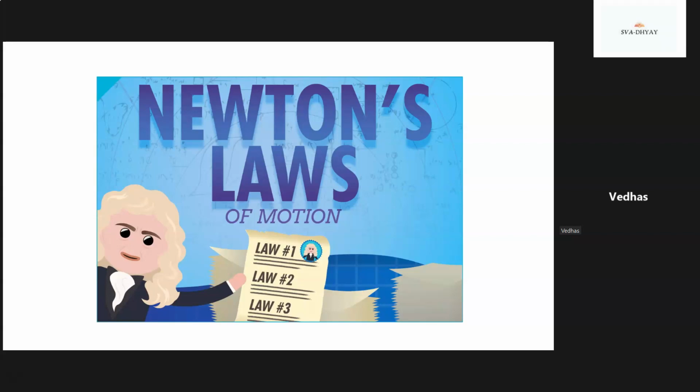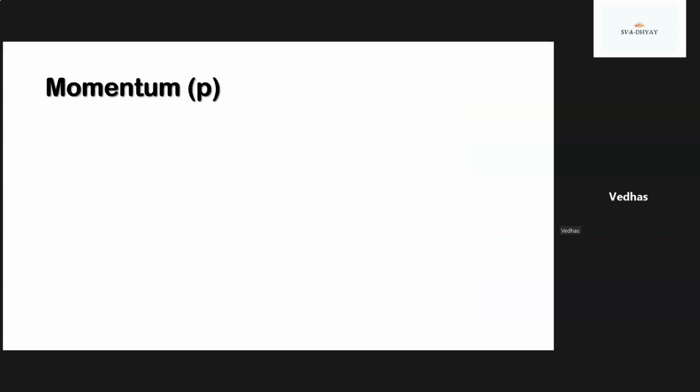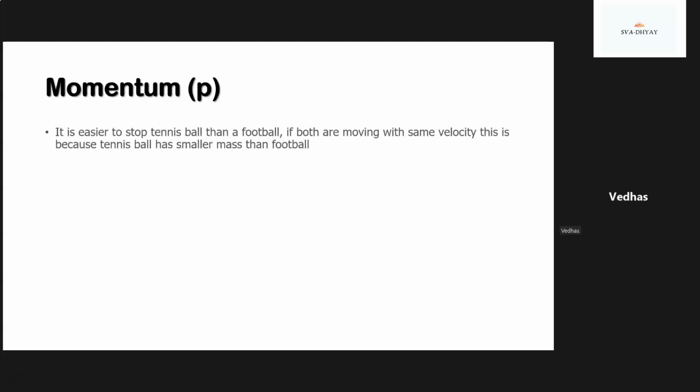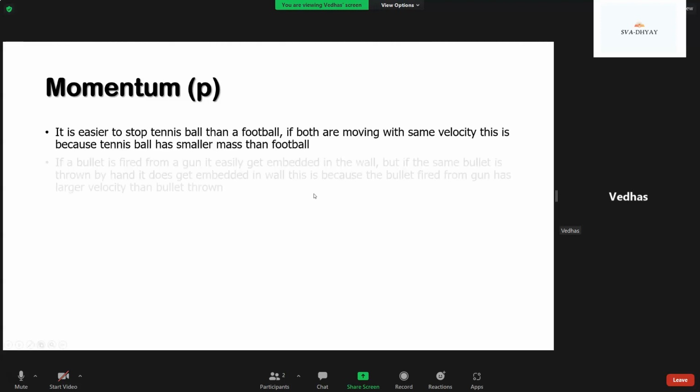See about Newton's laws of motion. Before that, we will see about momentum. It is easier to stop a tennis ball than a football if both are moving with same velocity. This is because tennis ball has smaller mass than football.